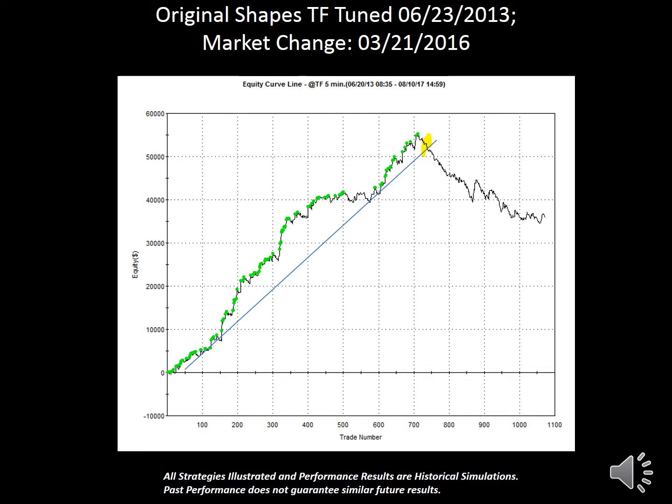Now, if you aren't refreshed on that, let's just take a look at something that's very interesting. Here's the original shapes. This is the Russell. This was tuned last on June 23rd of 2013 over a large piece of data.